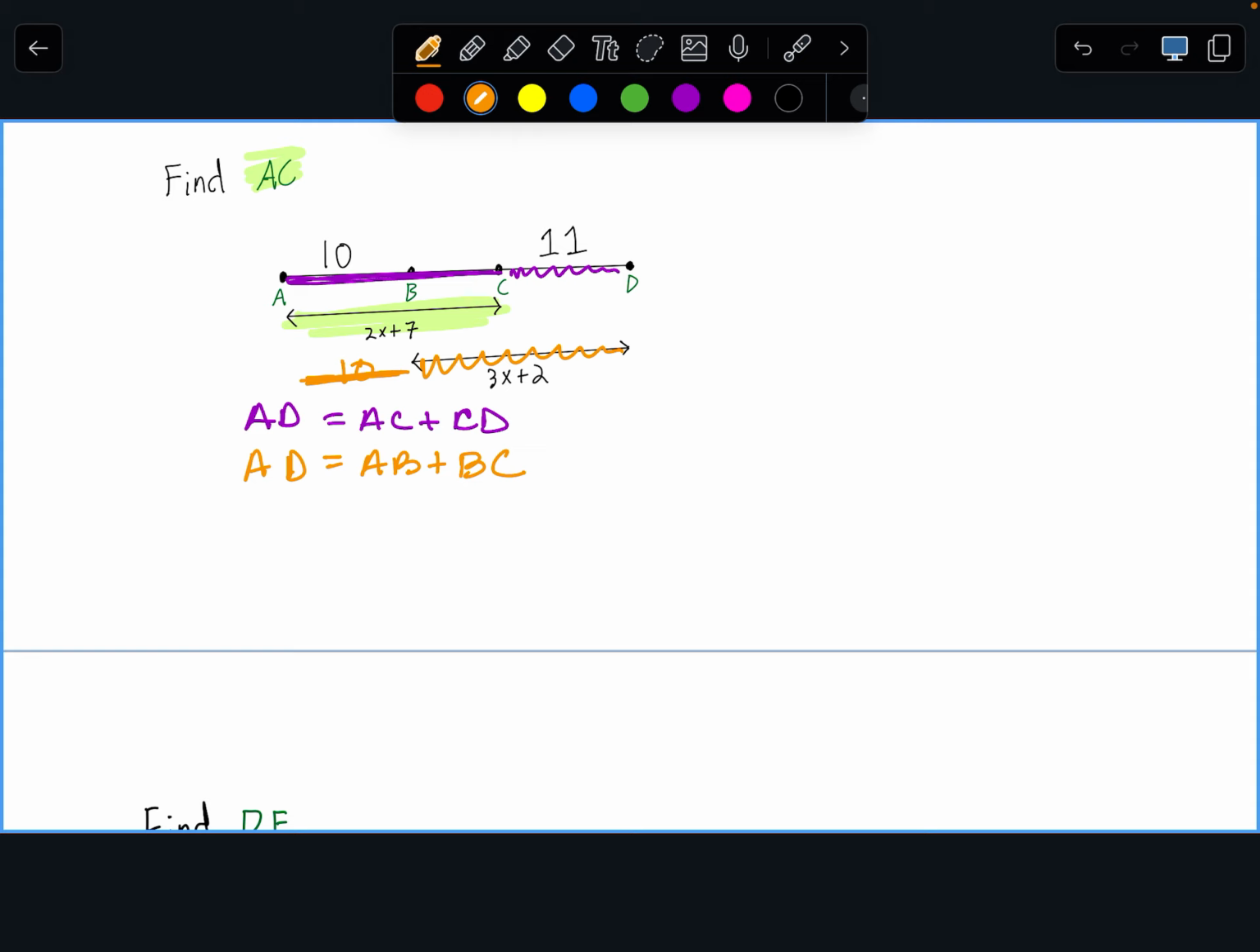So that still isn't enough to be done, except that I noticed that they're both equal to the same thing. So if they equal the same thing, that means these two are also equal. So I can say AC plus CD equals AB plus BC. And then I have all of those pieces that I can substitute into my formula. So AC is 2x plus 7, and CD is 11, and that equals 10 plus 3x plus 2.